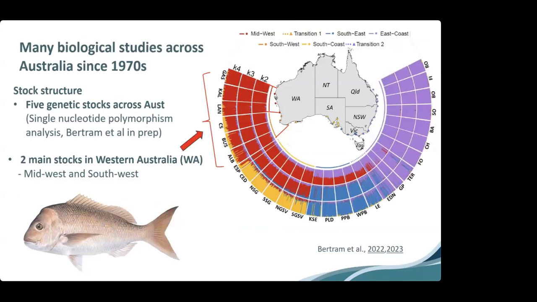There have been many biological studies across Australia since the 1970s. More recently, using single nucleotide polymorphism analyses, we've looked at genetic stock structure across Australia, and that work identified 5 genetic stocks across the continent. In Western Australia, there are 2 main stocks, a Midwest stock and a Southwest stock.